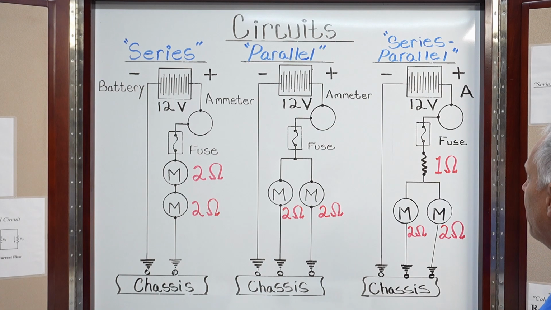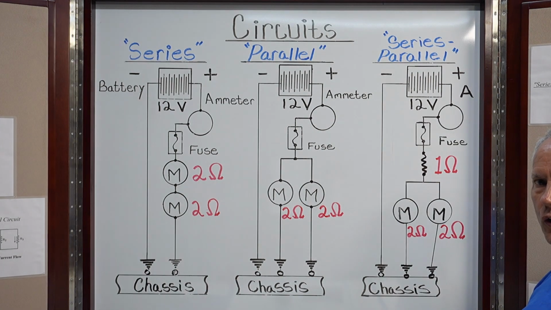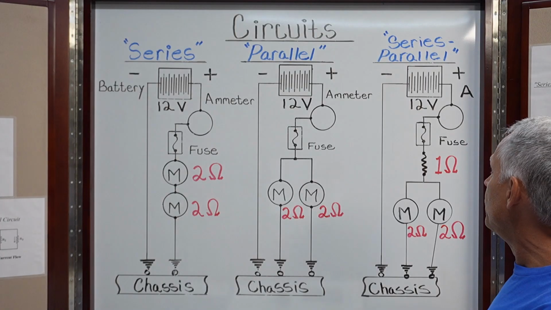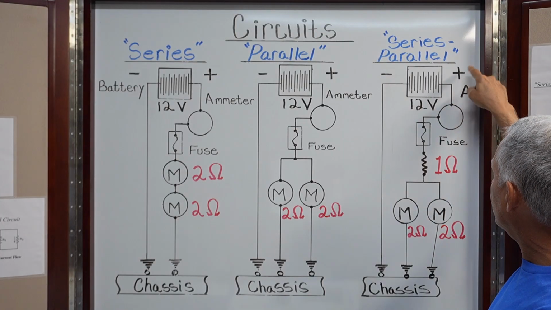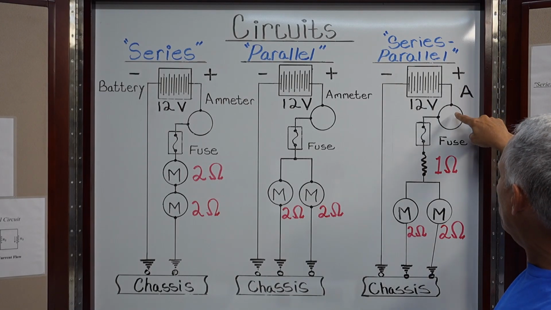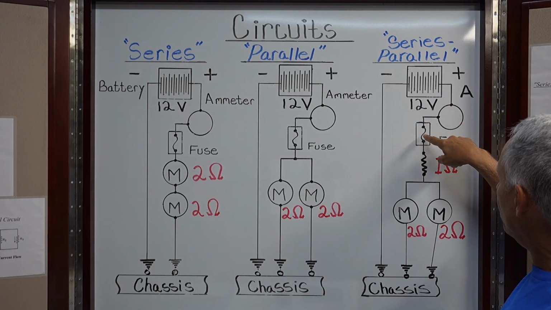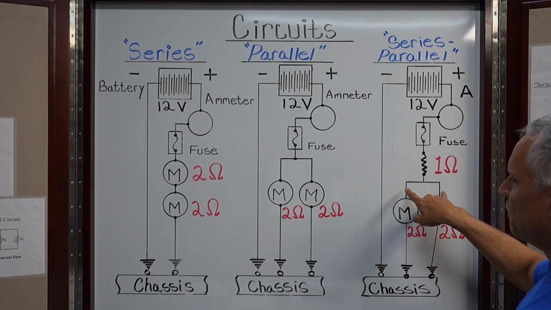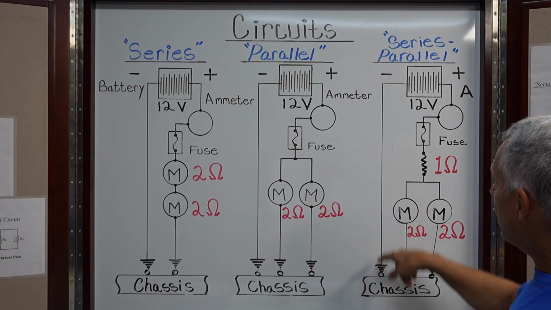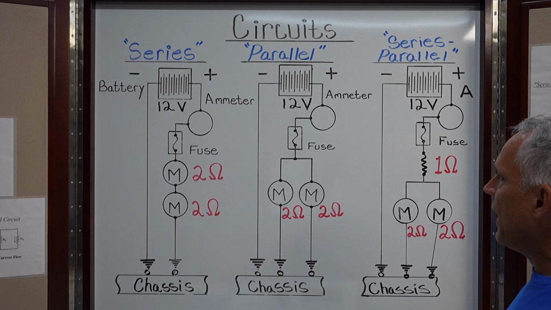Here we have a series parallel circuit. Basically, like I said earlier, this is just going to be a combination of the two. So we come out of the battery, positive post, through the positive battery cable. We go into the ammeter, inline ammeter, through the fuse, through the first resistance. Then we branch off into both motors. Then both motors ground to the chassis, back through the battery cable, and back to the battery.